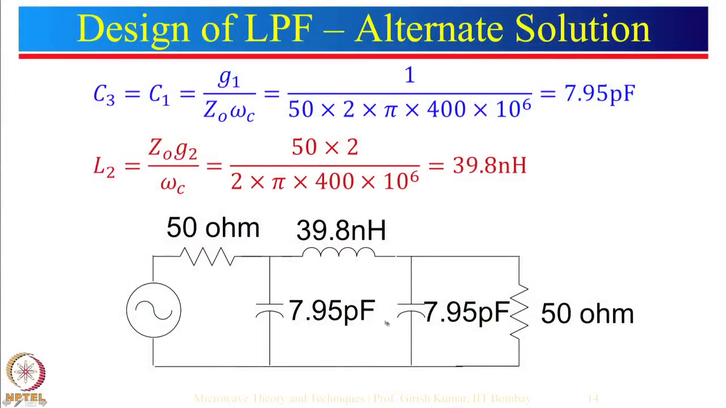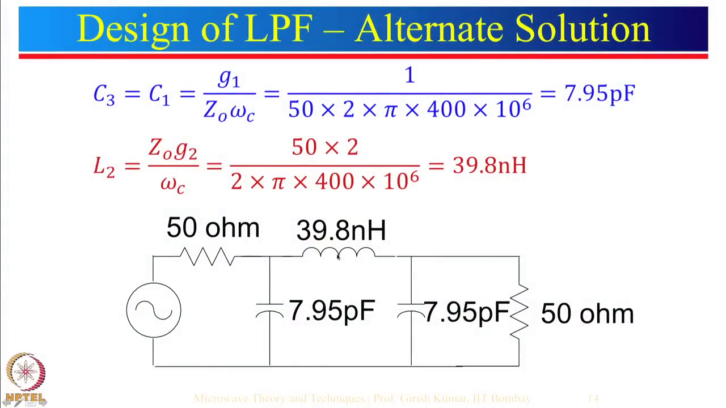Just to mention to you, for example, if you go to the market, you won't get any capacitor which has a value of 7.95 picofarad. You may get 8 picofarad or 7 picofarad or maybe 9 picofarad or 10 picofarad. Similarly, you may not get 39.8 nano Henry, you may get 40 nano Henry or maybe 39 nano Henry and so on. So, these are the design values, but these are not the practical values. So, in that software, you can double click on that particular component, and then you can change the value of the inductor or the capacitor and then simulate.